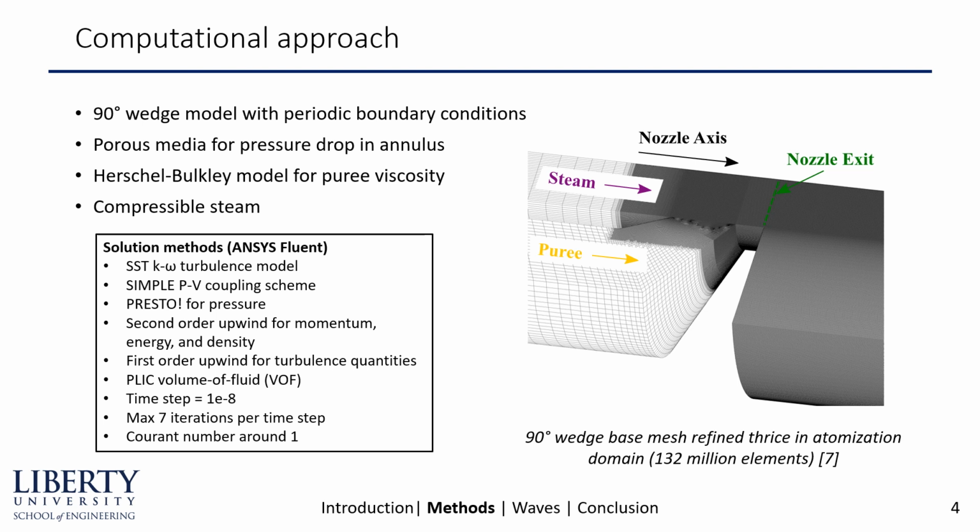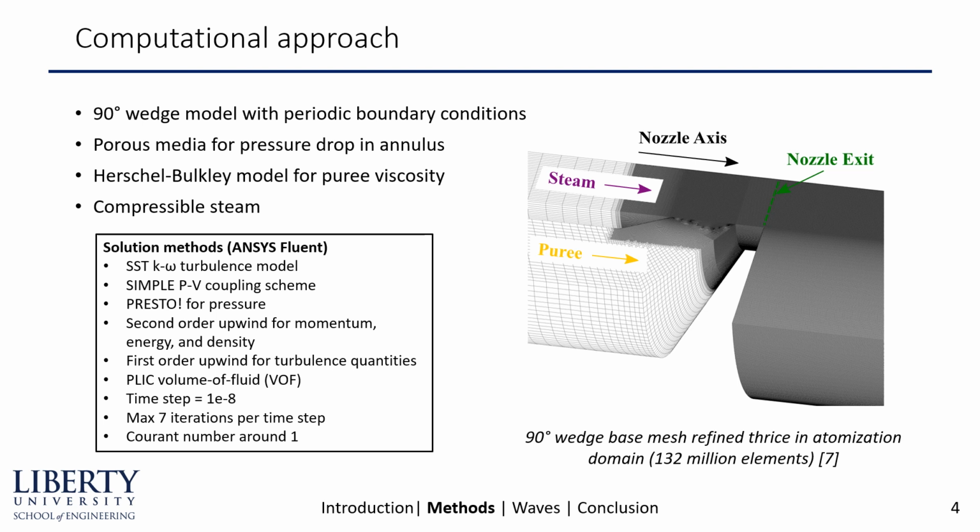Our computational approach involves a 90-degree wedge model with periodic boundary conditions. We add a porous media section in the puree annulus to create a larger pressure drop and simulate a longer piping system. We use the Herschel-Bulkley model for puree viscosity, and we model the steam flow as compressible.